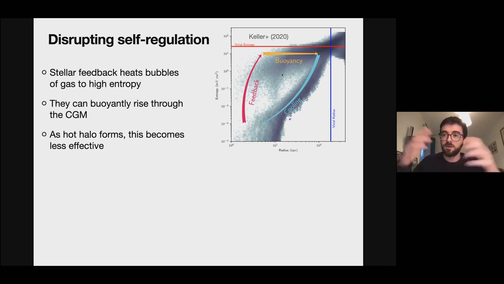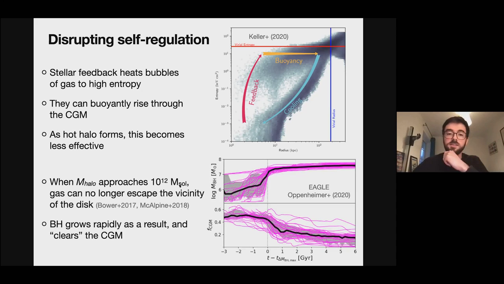But as you start to form a hot halo in more massive systems, this whole process starts to become much less effective. And it gets to the point, and this was nicely shown by some members of the Eagle team a couple of years ago, once you start approaching halos of a mass of about 10^12 solar masses, the entropy of the hot halo has reached such a point that it's really higher than the entropy of the outflowing gas driven by star formation feedback. And so suddenly you get this very rapid buildup of gas at the halo center that can't be regulated by stellar outflows anymore.